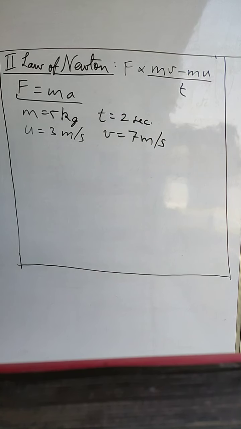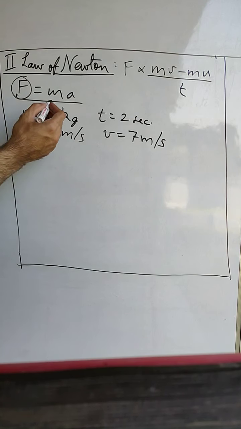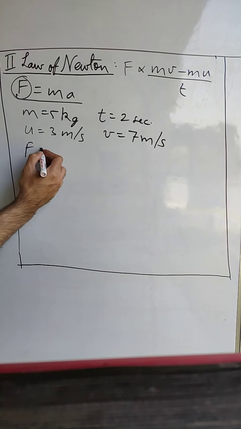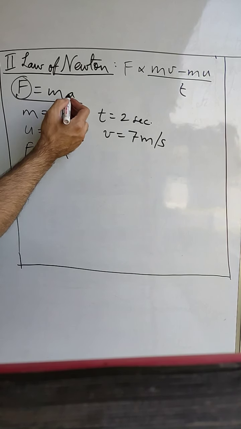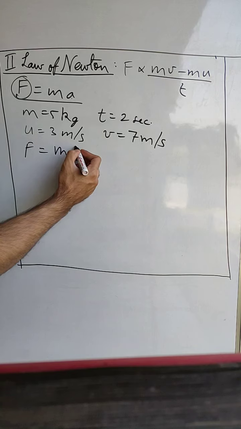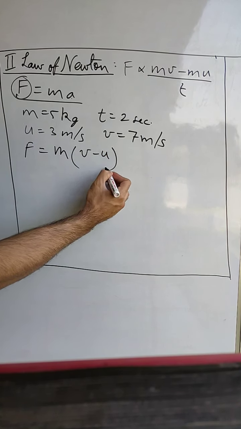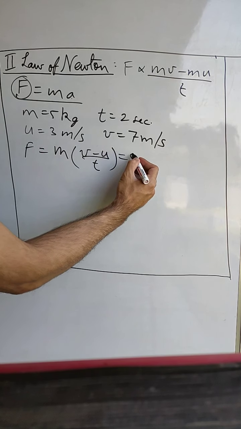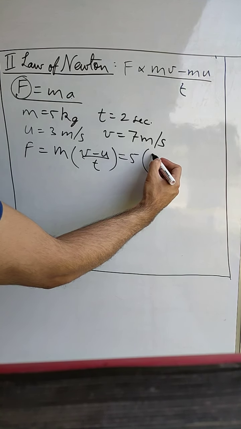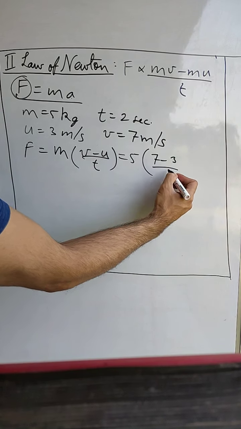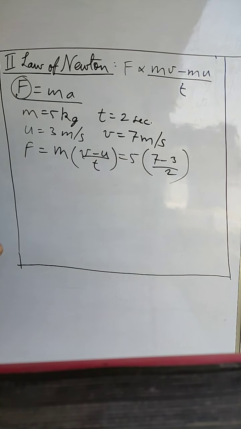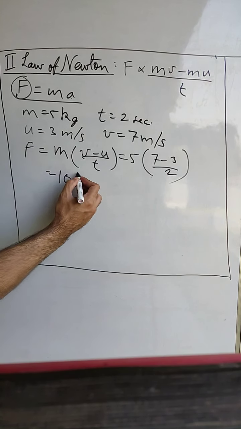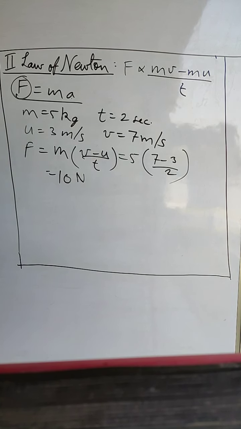Now we have to find out the magnitude of the force. What is the value of F? So we have this formula. If we expand this formula, then we can put the formula for acceleration here, which is v minus u upon t. If we put the required values, that is 5, 7 minus 3 upon 2, we come up with the expression 10 Newton. So this much force is applied on the body.